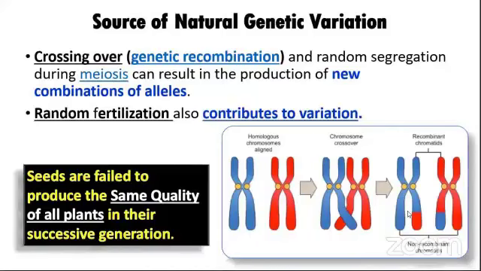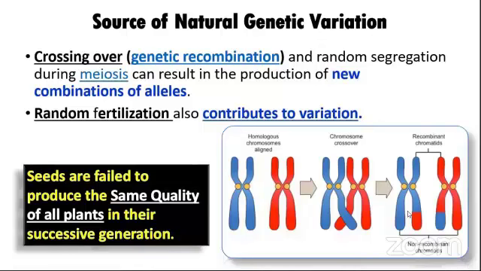So there are some sources of natural genetic variation. One of the important aspects is crossing over or genetic recombination during the meiotic process, where there is random reshuffling of the segments of the genes, and another is the variation contributed by random fertilization.